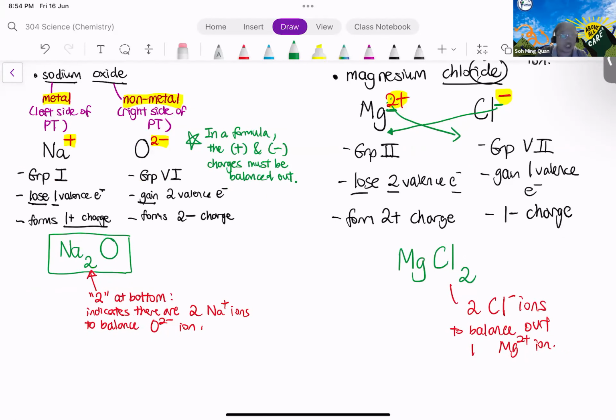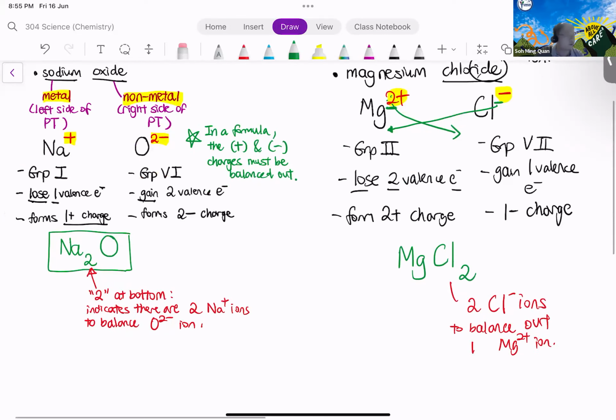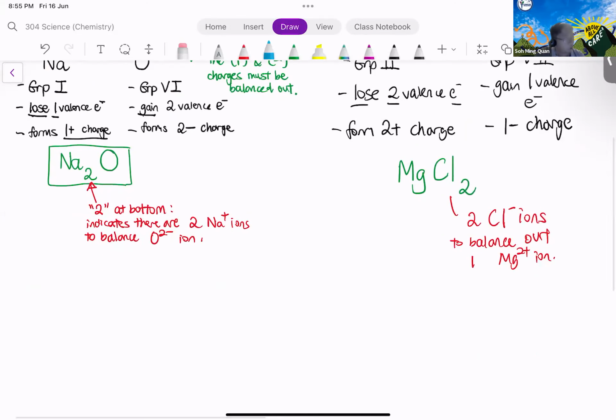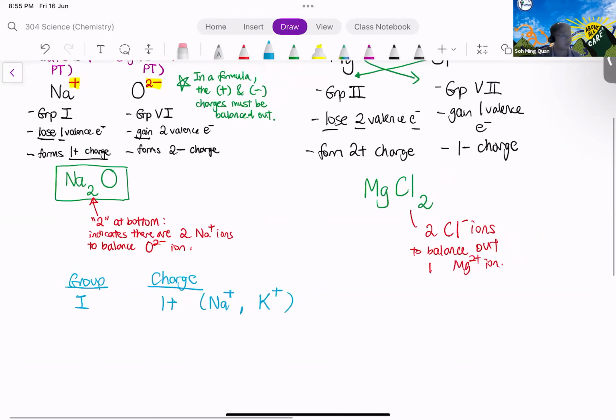The whole idea is write the charges out correctly. Once the charges are written out correctly, then you balance out the positive and negative charge. Okay? By finding out what is the number of each ion to have to balance the positive and negative out. Now, in case you are still lost, okay, what's the relationship between the group number and the charge? So let's revise this. If it's group 1, the charge is 1 plus. For example, sodium forms Na plus. Potassium is also in group 1, K plus. All right, so that's group number 1.